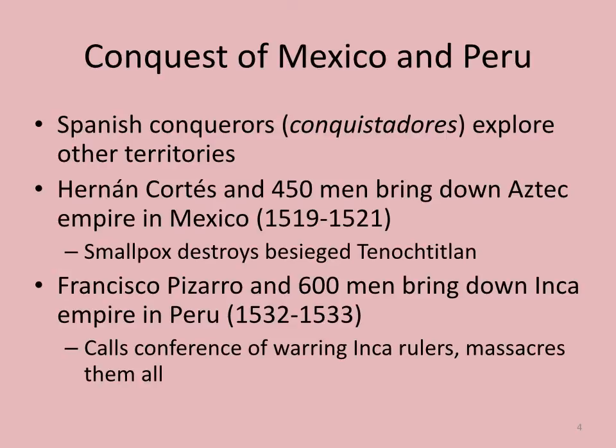Now, the Aztecs are going to put up three major battles. First battle, the Spanish win. Second battle, the Aztecs almost win. And third one, the Spanish completely destroy any opposition. After that third battle, the Spanish have complete control, and they actually end up calling Mexico New Spain because they have completely controlled and decimated any people who push against them.